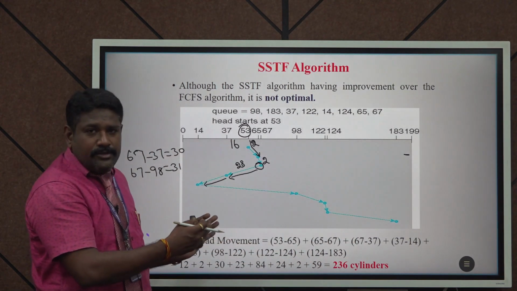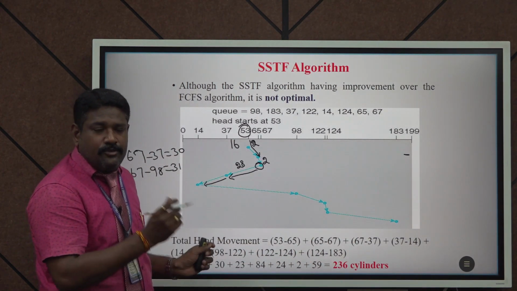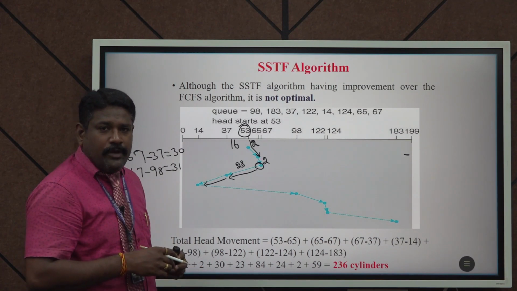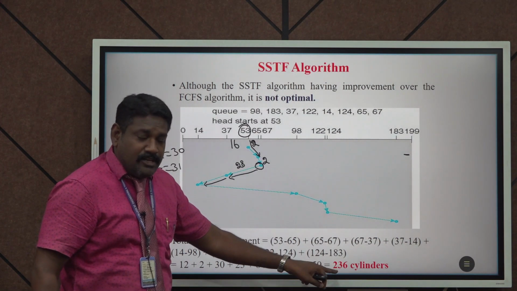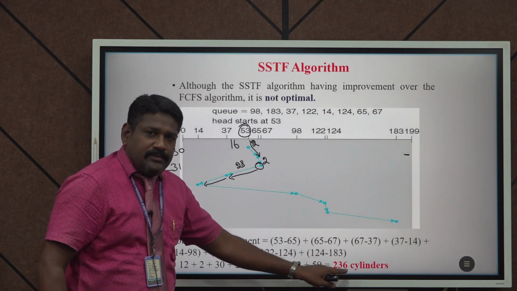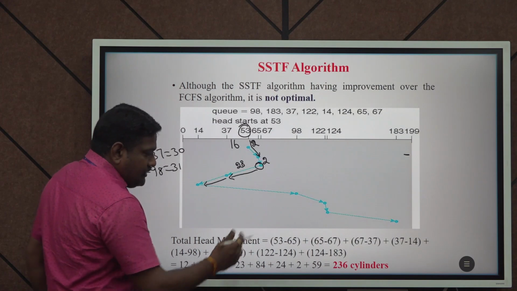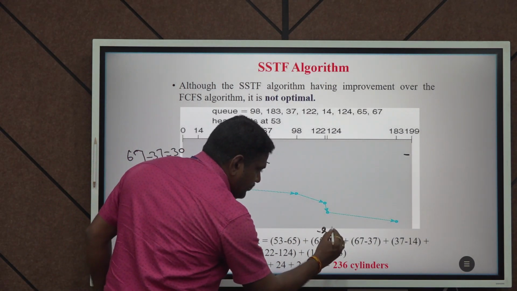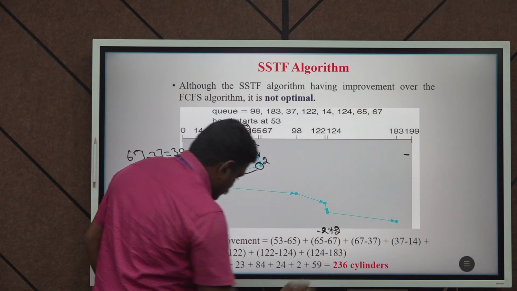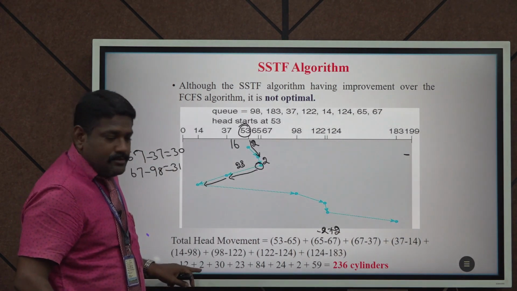Then, as we followed in the previous algorithm, first come first serve, we have to take the difference between the two values. Then we have to calculate the total value. So the total head movement value here is going to be 236 cylinders. Again, we have to be very careful. We should not consider this value as minus 2. This is only a positive value, plus 2. So that is what we have to write here.